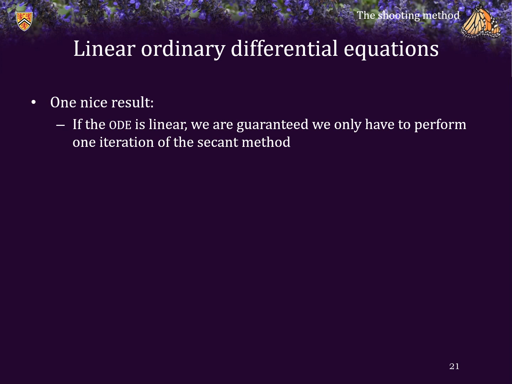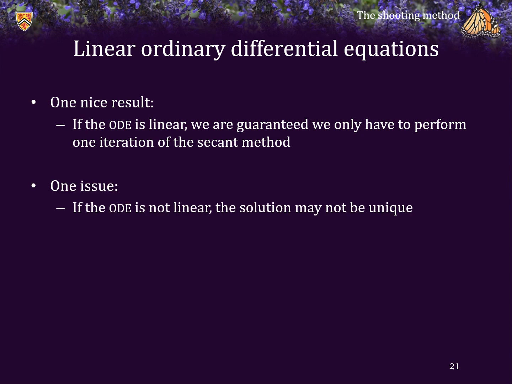Now, here's one nice result. If the ODE is linear, we are guaranteed that we only have to perform one iteration of the secant method, and it immediately converges. Not only that, there is a unique solution. One more awkward result, however, is that if the ODE is not linear, then the solution may also not be unique. So we may actually find two or more solutions to the same boundary value problem.